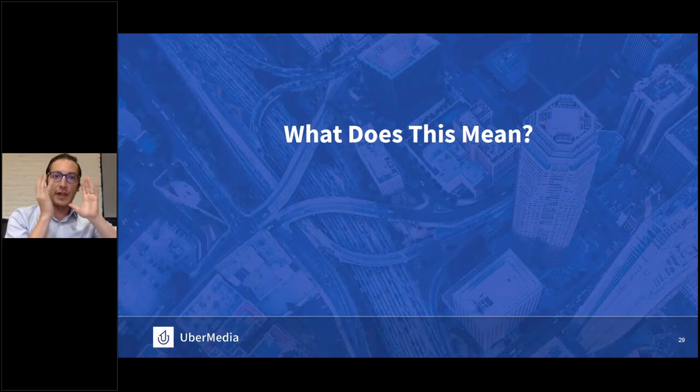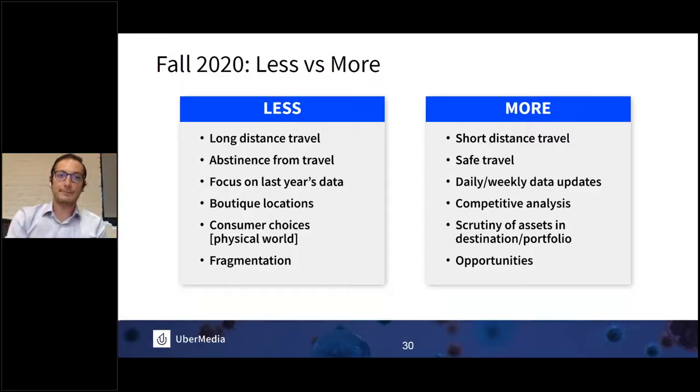Let's anticipate where things are going, and let's try to understand the marketplace so that we can be less reactive and more proactive. So as we think about fall, these were our conclusions. Obviously, there's going to be less long distance travel, more short distance travel. What does that mean for my shopping center? What does that mean for my city? What does that mean for my attraction? Great questions to answer.